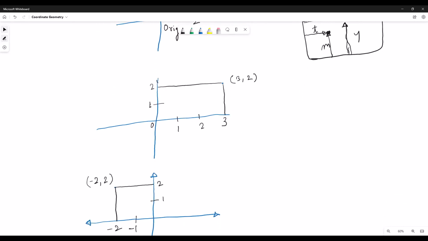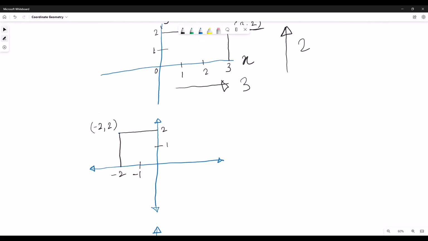So likewise there is a point (3, 2). This point is 3 units away from the y axis and 2 units away from the x axis. So in the x direction the unit is 3 and in the y direction the unit is 2. So this is 2 units away in the y direction and 3 units away in the x direction. We generally denote these as x axis and y axis. This is what you will learn further as well.